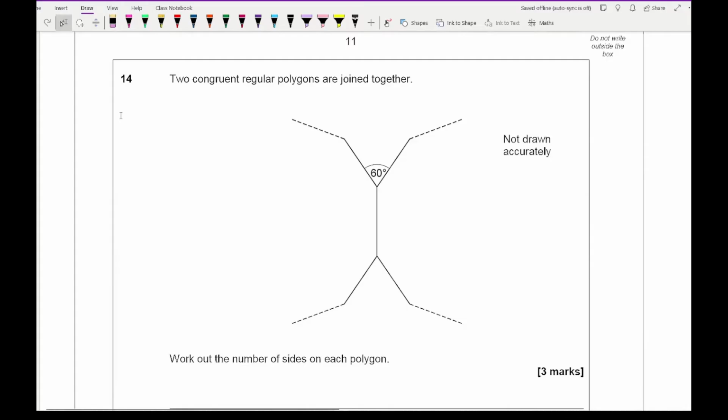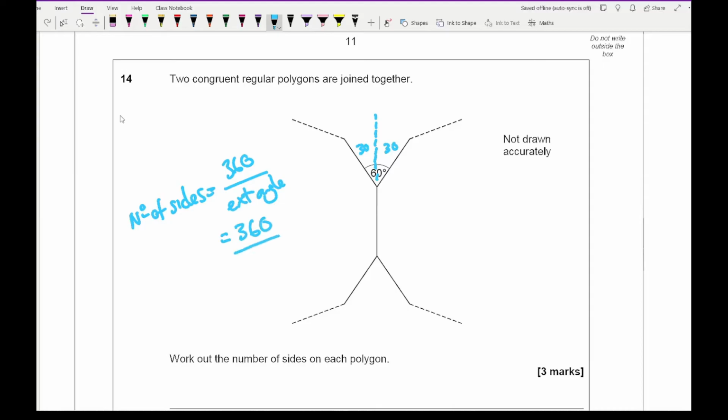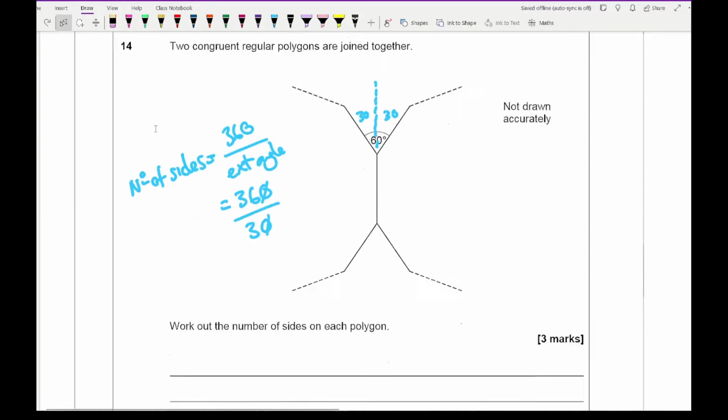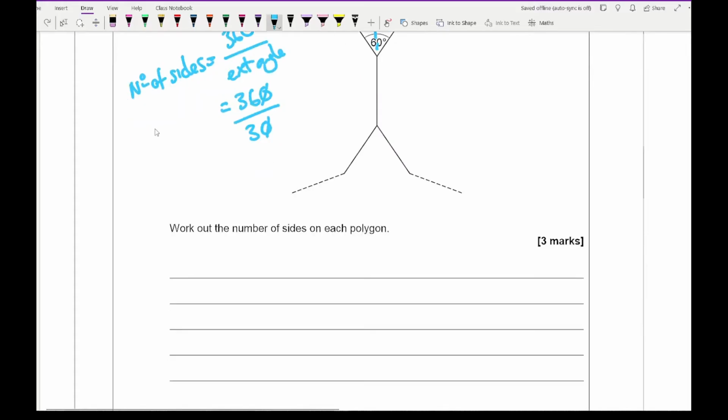Then for question 14, it says two congruent regular polygons are joined together, and we've got this angle here which is 60. Work out the number of sides of each polygon. So here, to work out the number of sides, we use the formula 360 divided by the exterior angle. We need to appreciate that 60 degrees combines two exterior angles, which is 30. So from one polygon, we've got 360 divided by 30. Cancel the zeros, 36 divided by 3 gives me an answer of 12.